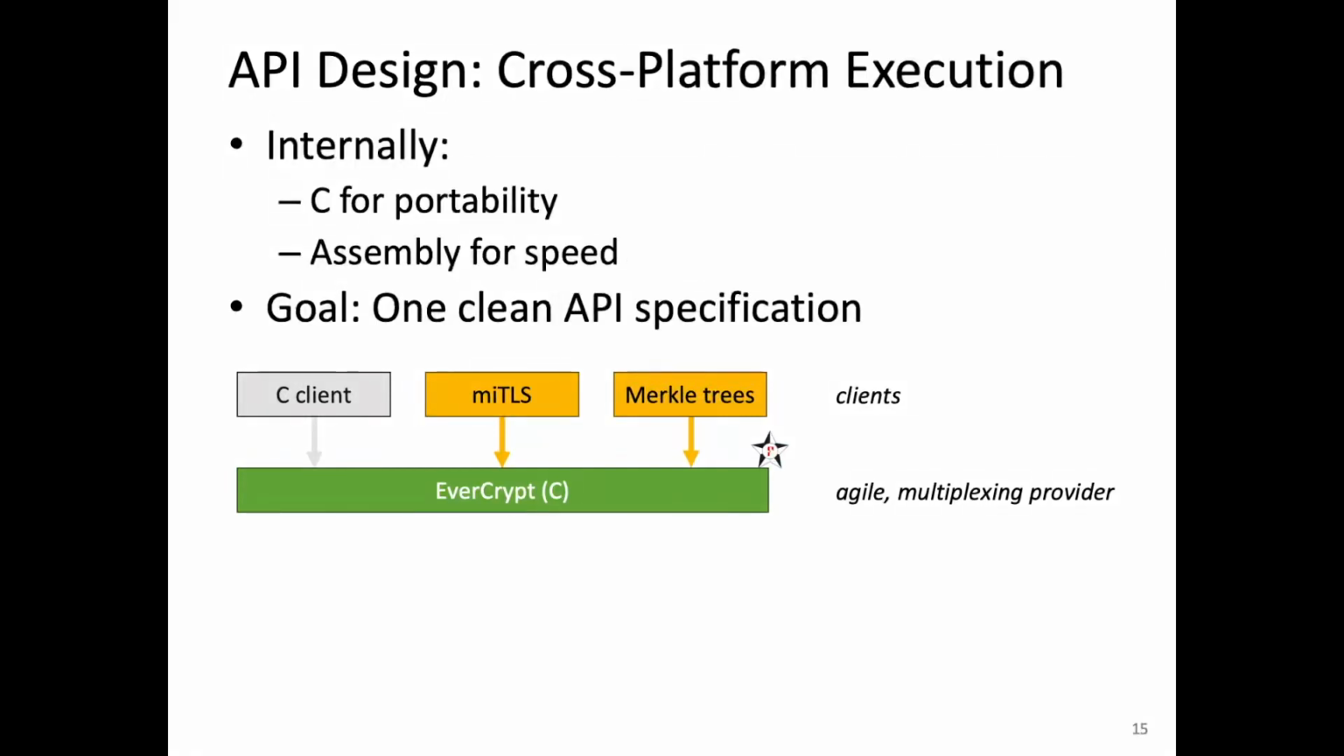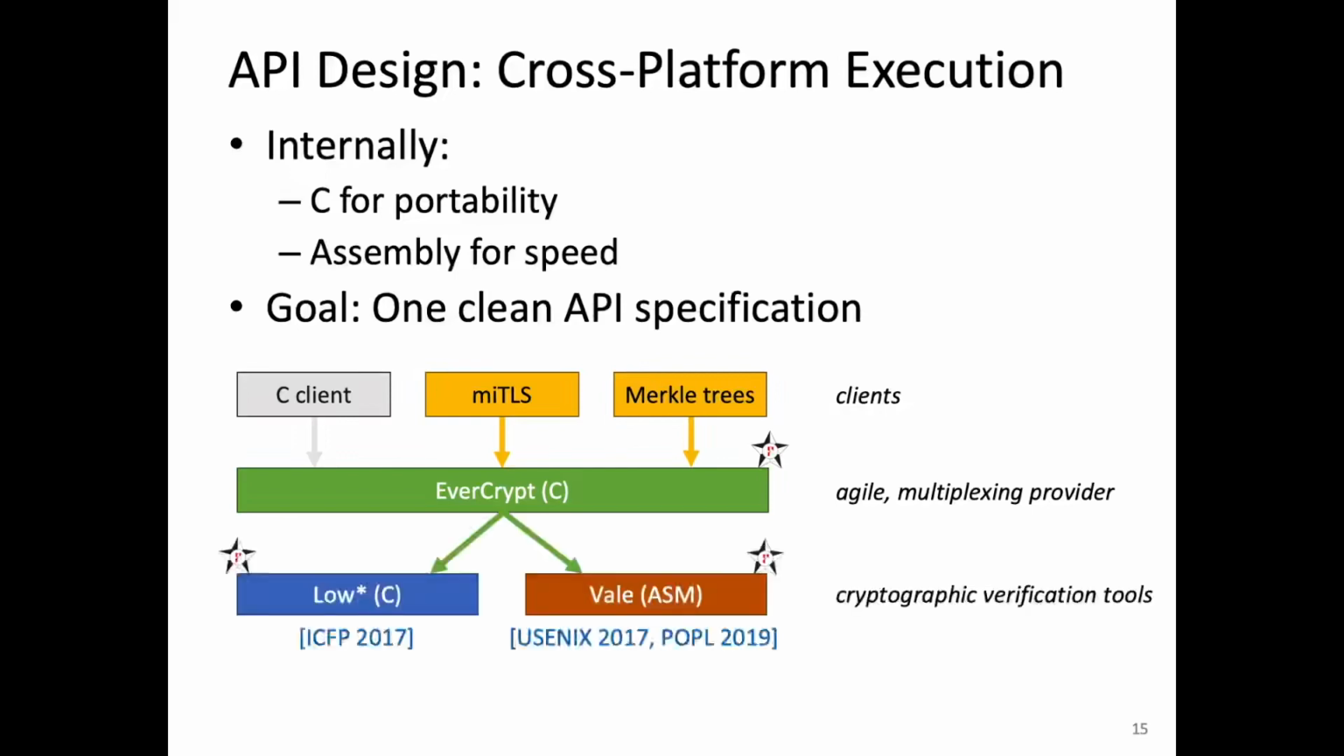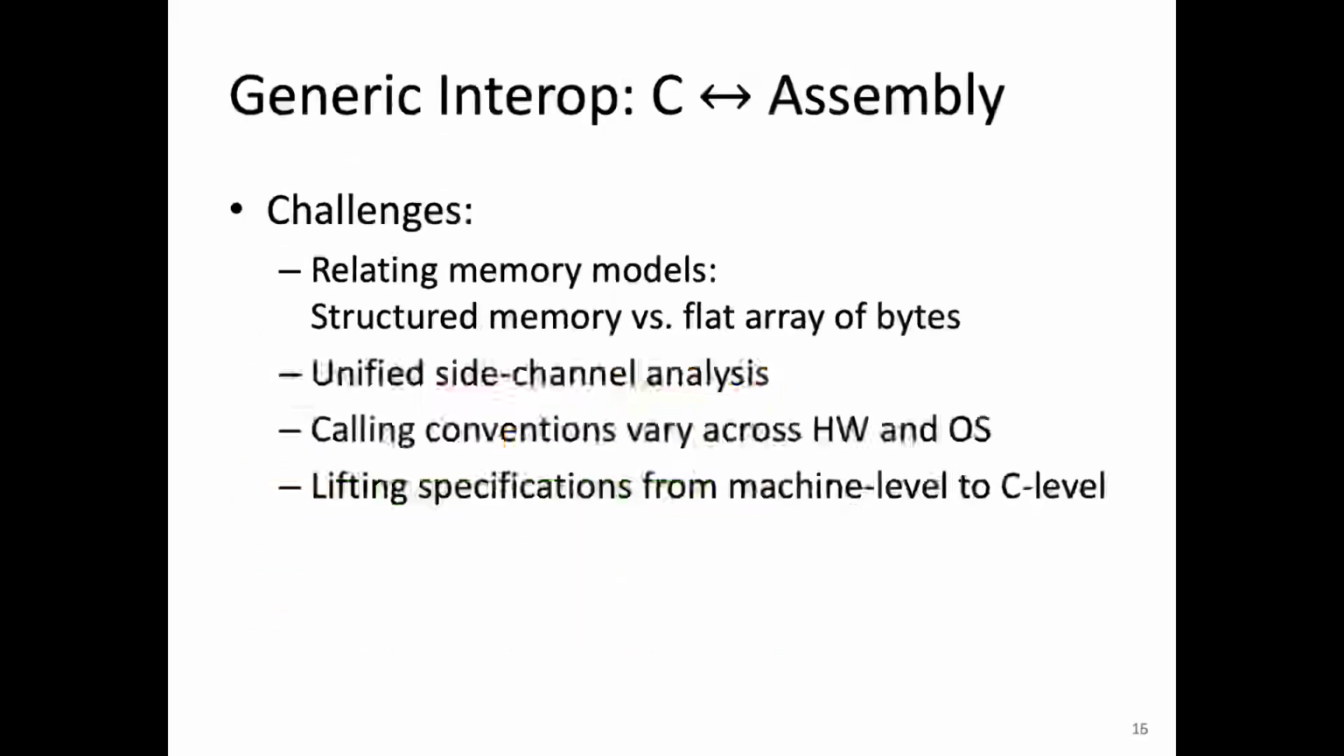Internally, we use tools that our team has developed to write verified C-like code for portability across platforms, and verified assembly code to squeeze out maximum performance on specific platforms. But this raises the question, how can we connect proofs about code in C and code in assembly? While we think of C as a relatively low-level language, it's actually quite different from assembly. For example, verified C code typically treats memory as structured and well-typed, while assembly views memory as a flat array of bytes. When verifying code for the absence of leakage, some verification styles are better suited to C, while others are better suited for assembly.